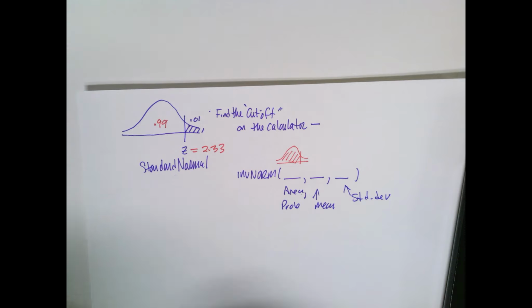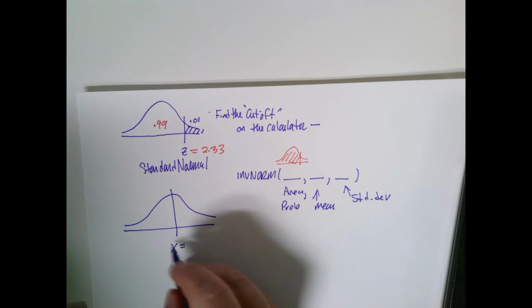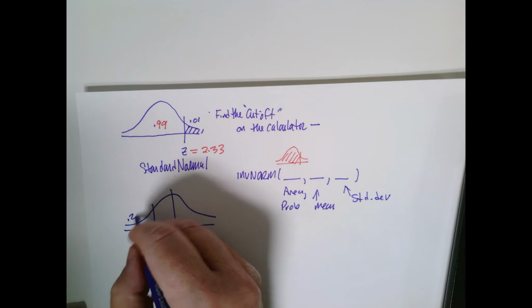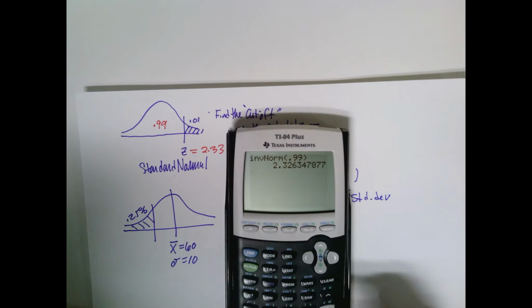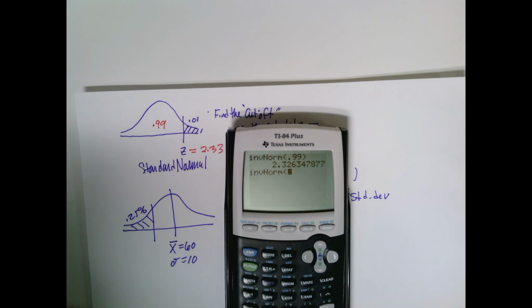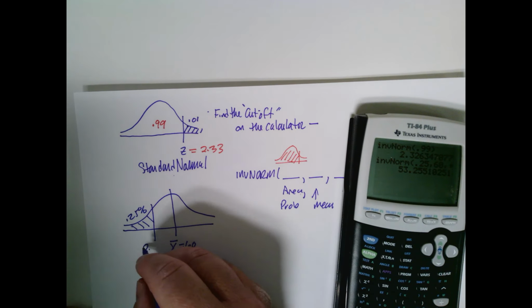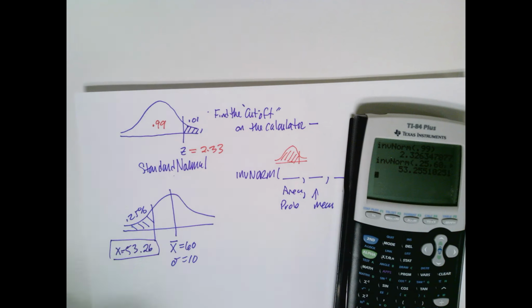If I wanted something with a mean of, say, 60 and a standard deviation of 10, and I wanted a cutoff so that this was the bottom 25%, all I would have to do is, again, go to distribution, go down to inverse normal, put in that lower part, 0.25, but this time I can put in 60 and 10, and get my cutoff to be 53.26, if I round it off. That would be my cutoff for that lower bound. Not too bad.